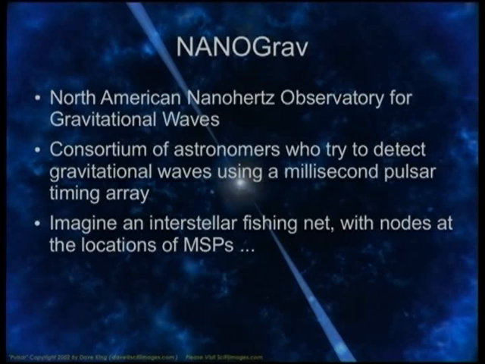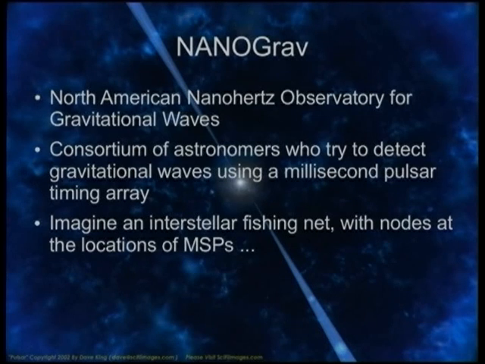And it is indeed a consortium of astronomers who try to detect gravitational waves using a millisecond pulsar timing array. So our particular strategy for gravitational wave detection is to use a galactic network of millisecond pulsars to create a kind of web to catch these waves.